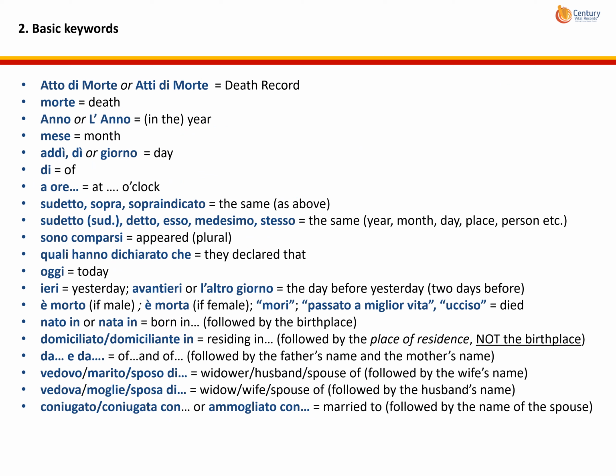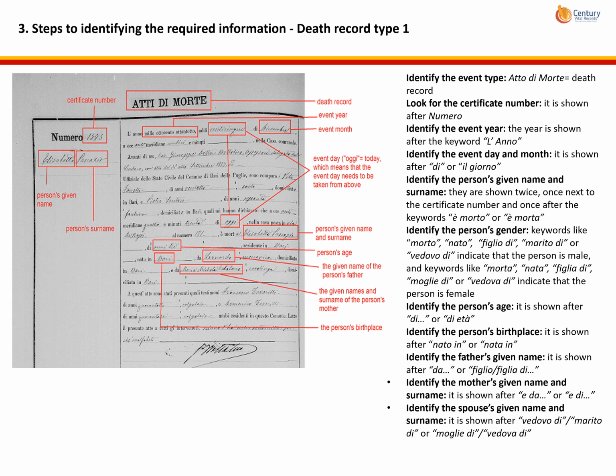To help you understand the images more easily, let's start with some basic keywords related to death records. Start by going through the keywords listed in this slide. Now that we know what information we need to look for and what are the related keywords, let's take a look at the first type of image.